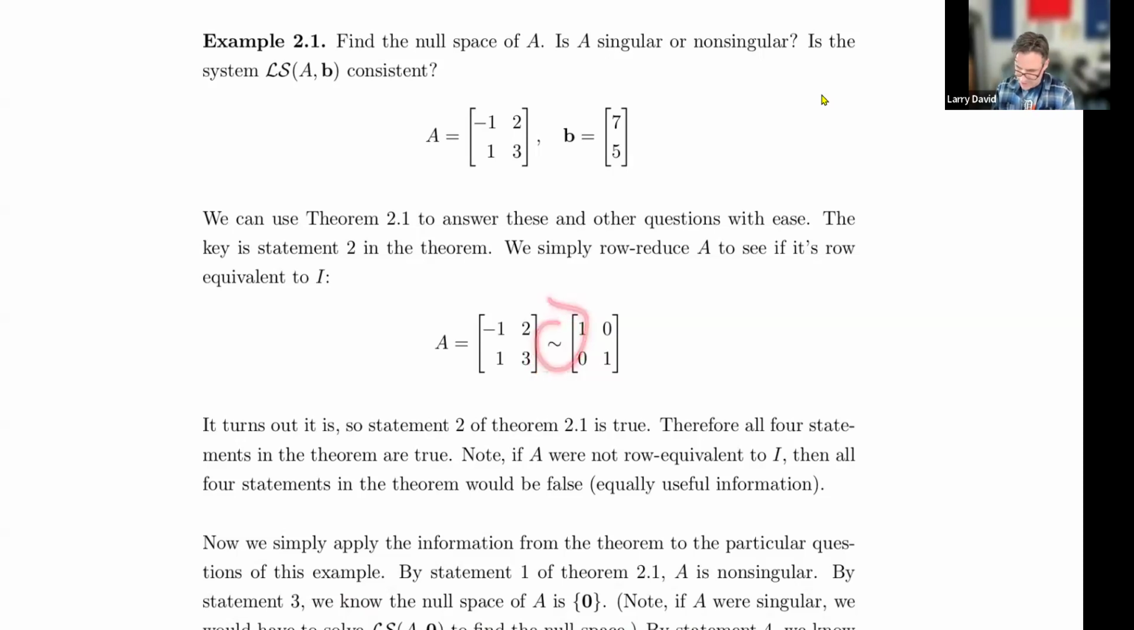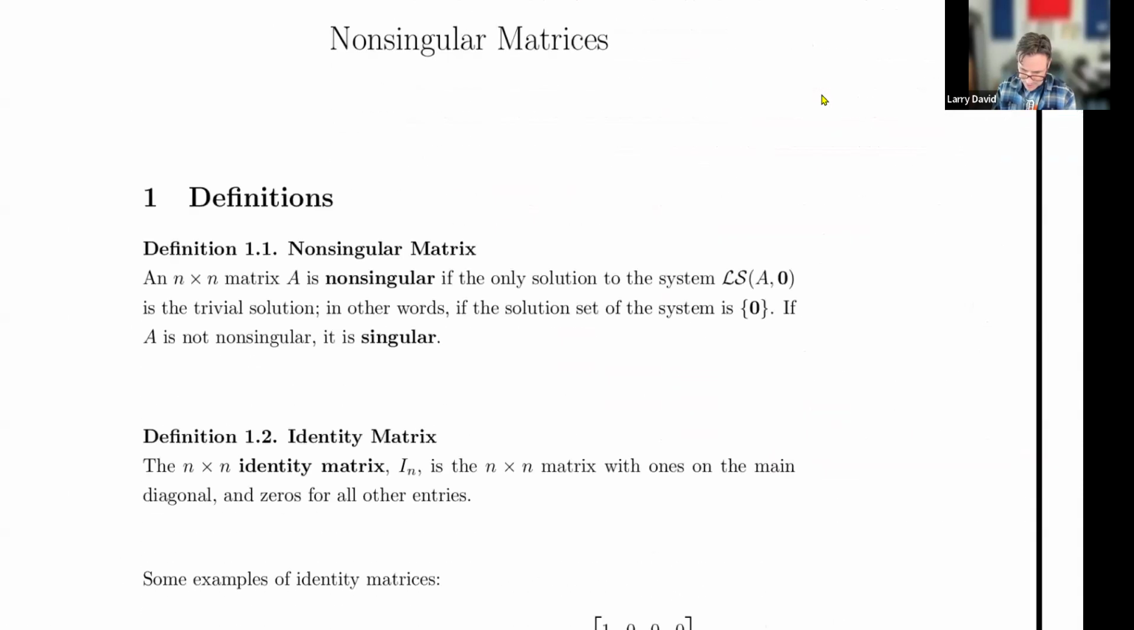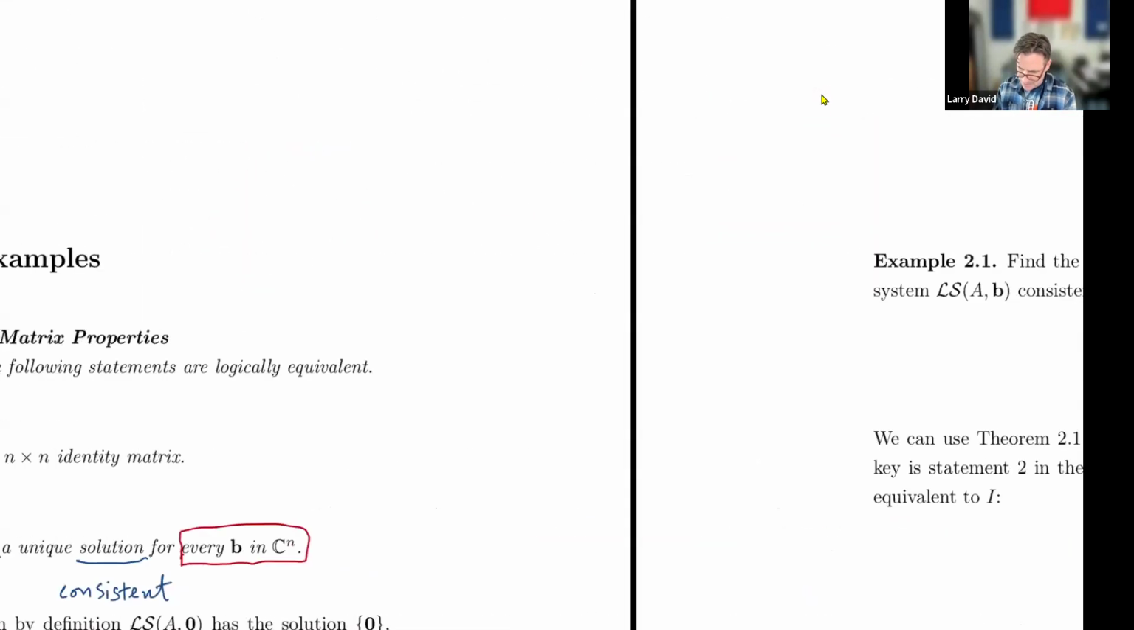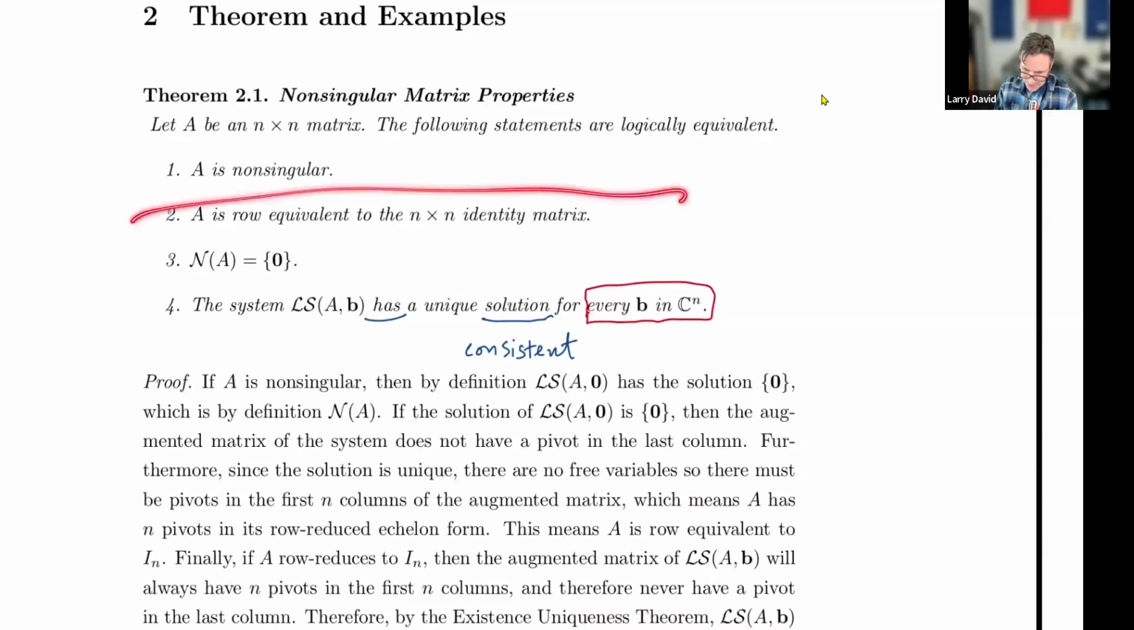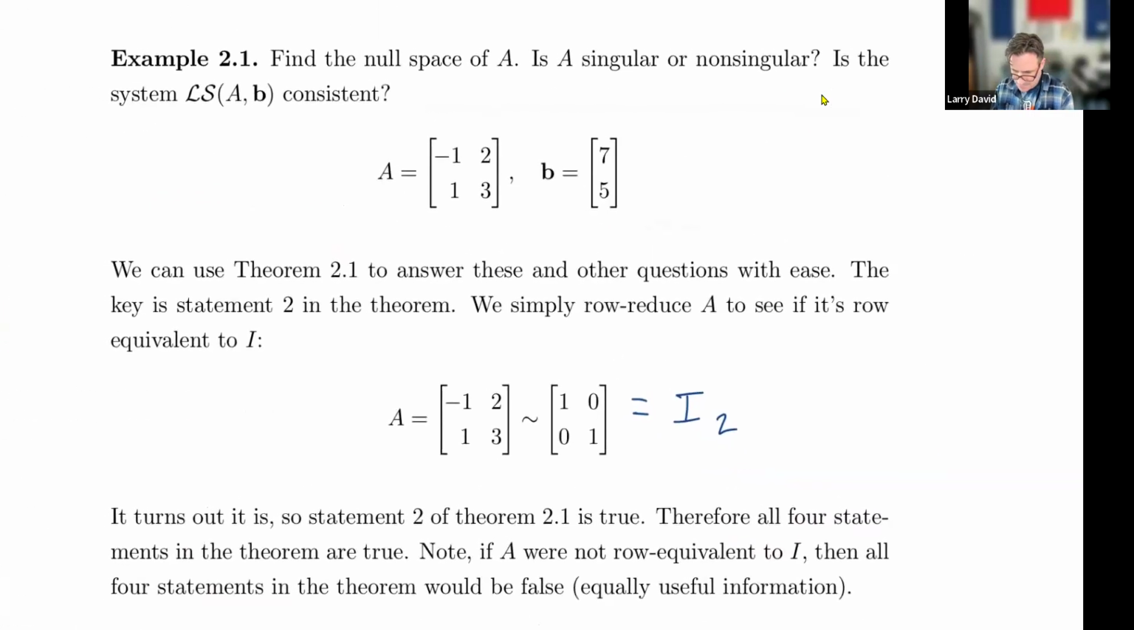So you do this on your calculator or on a computer, or you could even do it by hand, and you'll see that the RREF, the row reduced echelon form of A, is indeed equal to this matrix, which we can identify as the 2 by 2 identity from our definitions. Okay, so we know that statement 2 is true. This is true for this example 2.1. Well, that means all the other statements are also true.